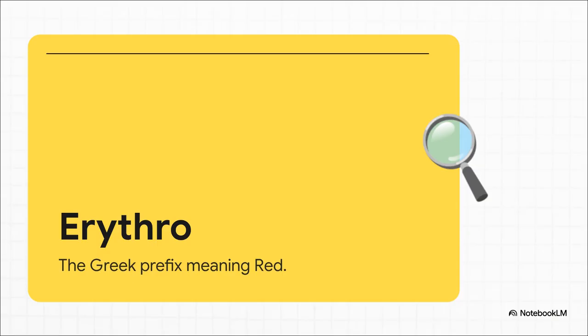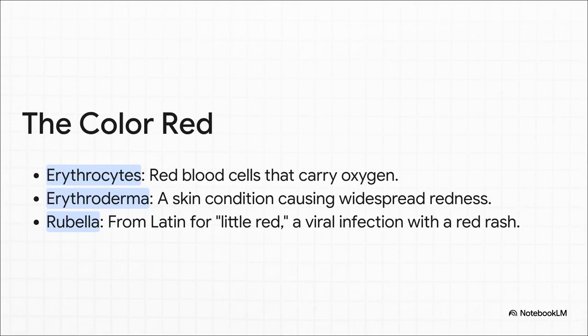Okay, first prefix for our new toolkit is erythro. This comes from the Greek word for red. So from now on, when you see this, I want you to just think red. And this is where we get to put that first key to use. So you see a word like erythrocytes. Let's try saying it together. Erythrocytes. Erythro. Red. These are our red blood cells, the ones doing that super important job of carrying oxygen around our body.